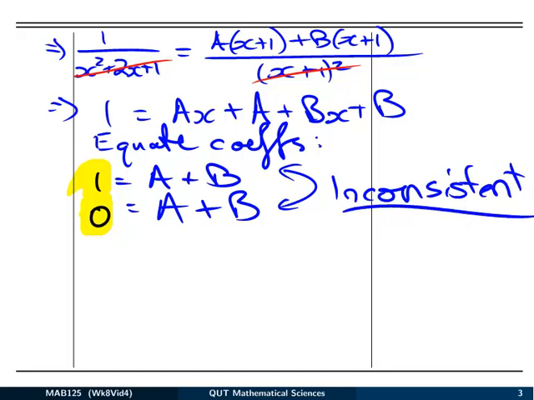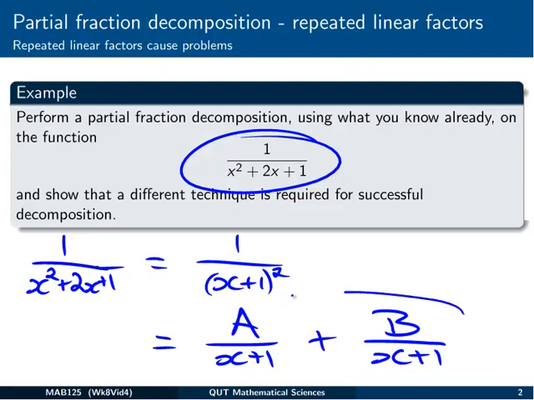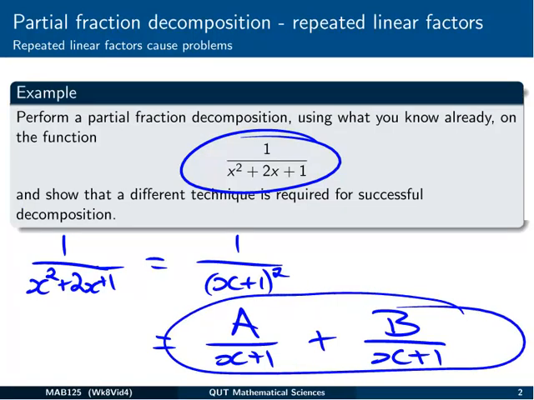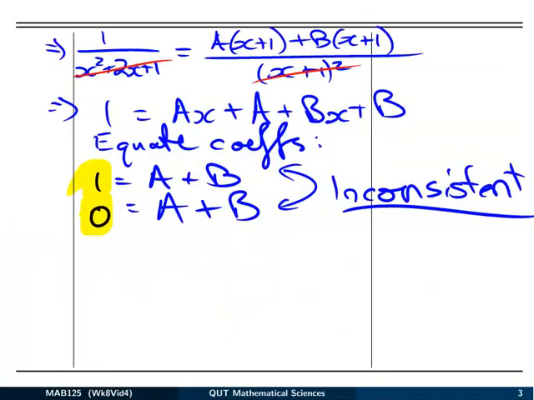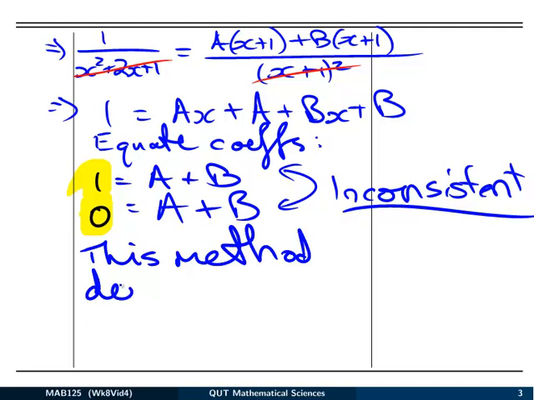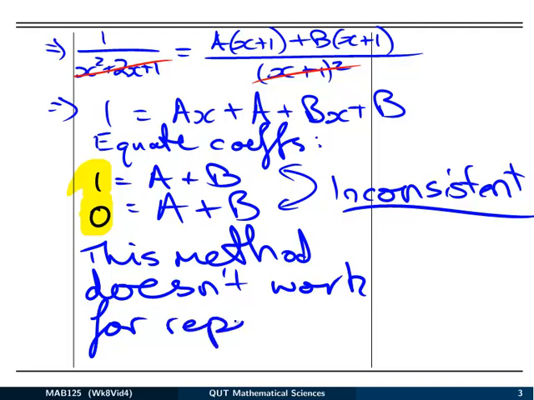And the whole point there is that the original thing we did, where we tried to combine our fractions in this way, was incorrect. We were trying to use the method for distinct linear factors. So this method doesn't work when we have repeated linear factors. So we're going to have to look for a new way, a new method.